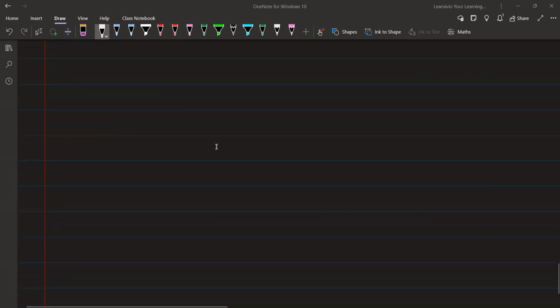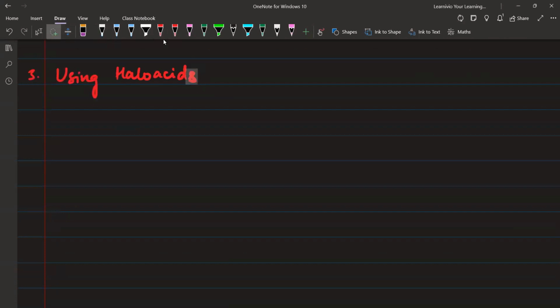Next, using halo acids. Halo acid, hydra acid, ये सारे नाम हैं. This is also important. इसमें important केस है HCl वाला, ठीक है. ये important. बाकी आपके पास और भी केसेस हो सकते हैं.